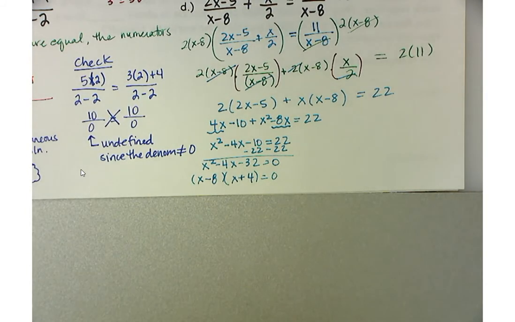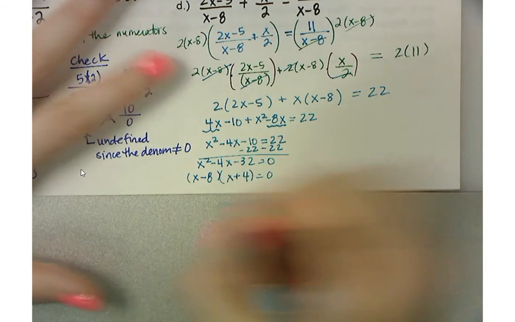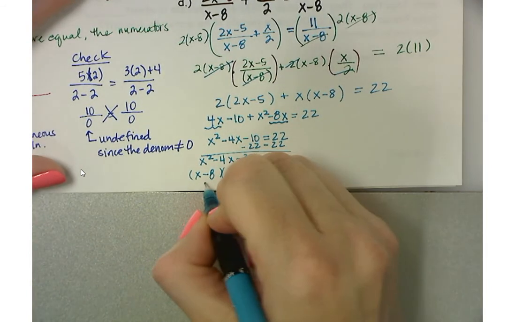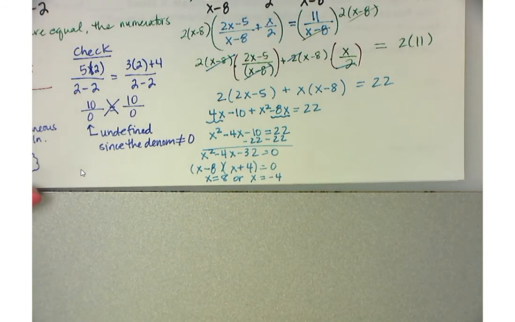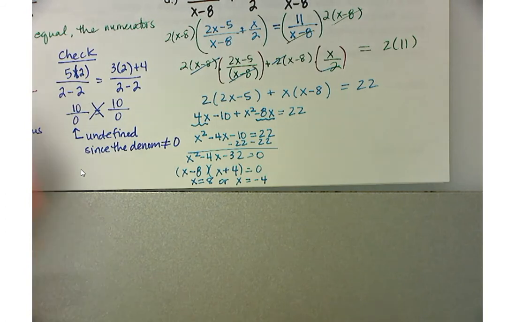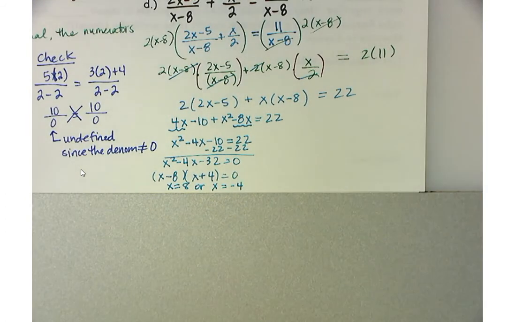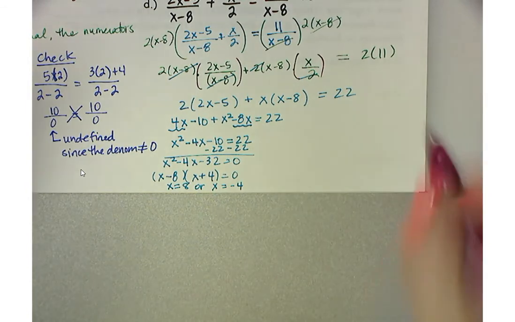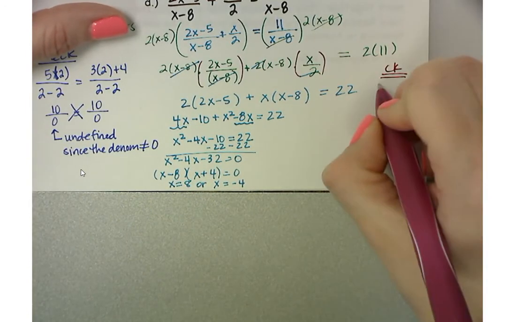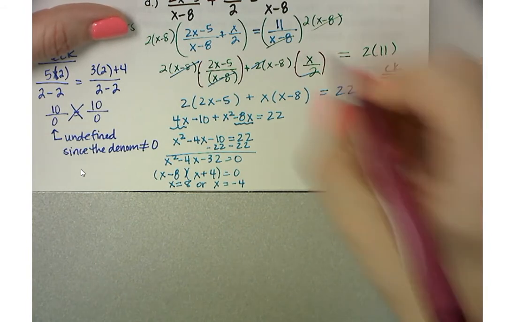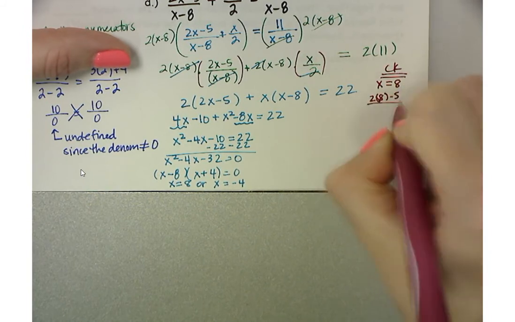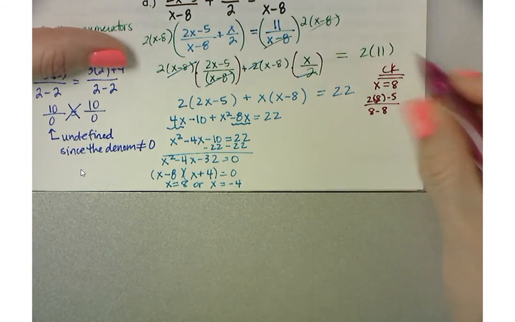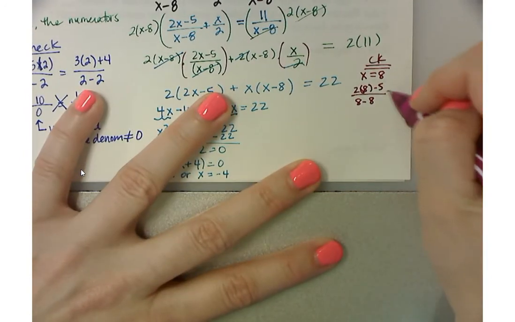Okay, so the first one I'll check is x equals 8. And when I do that, right away, what do you see happens? What happens when you plug in your 8? You're going to get no solution, so I'm just going to put the 0 here. 16 minus 5 is going to be 11. Okay, so you just have to show that it is undefined because you have 0 in the denominator. So that means x cannot equal 8. Okay, so that's an extraneous solution.